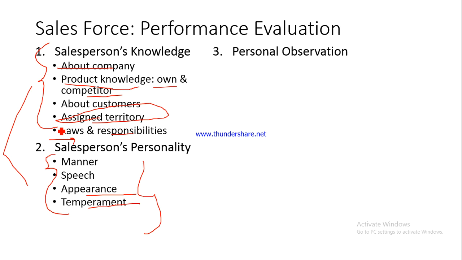Then personal observation by the sales manager. So the sales manager can personally observe how the salesperson has been performing. Again, this is going to be a subjective method of evaluating the salesperson performance, and so it is not advisable to use such subjective methods, because then a perception might be created among the salespersons that their evaluation is not fair and they may get demotivated because of that.